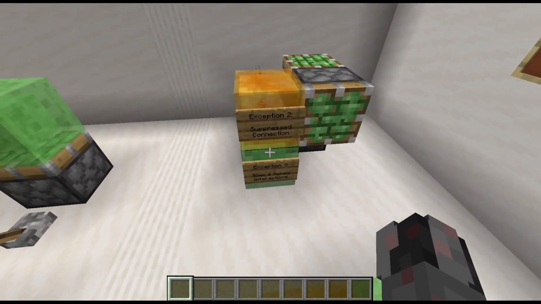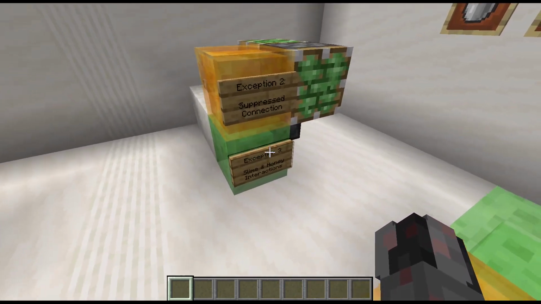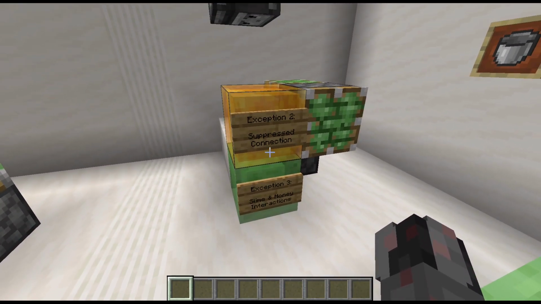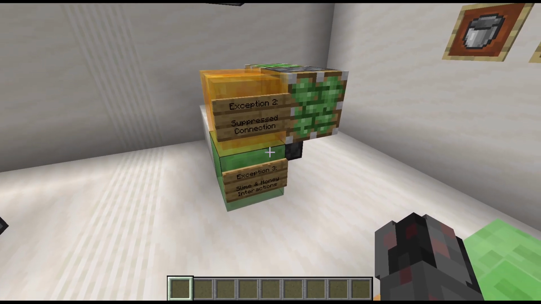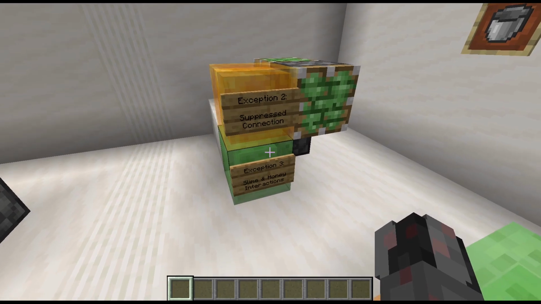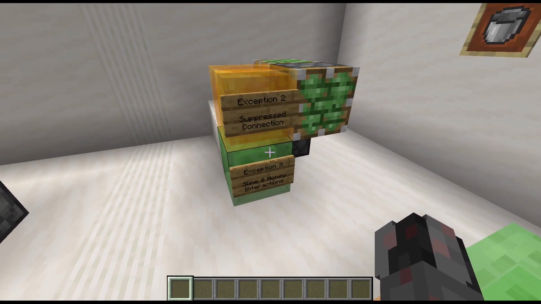slime blocks. And the last exception is when you already have points where slime and honey blocks are being right next to each other. If you just exchange one, then it would stick to the other. So here you would have to do the switcheroo for both.